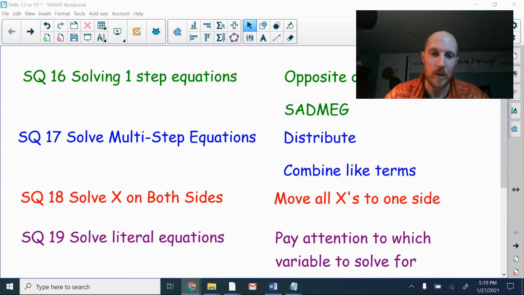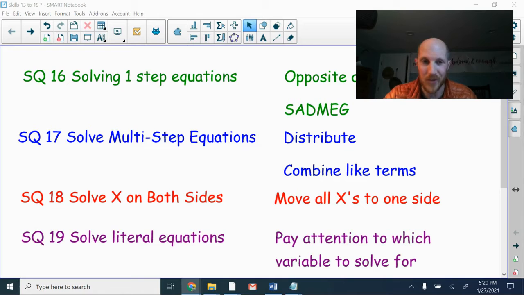Hello, algebra. Today we're going to look at the next chunk of skills reviewing for the final. So skills 13 through 19. Skill 13 is something that we actually skipped. Skill 14, approximating square roots, we're not going to cover in this review. And skill 15, ordering real numbers, also we're not going to cover here.